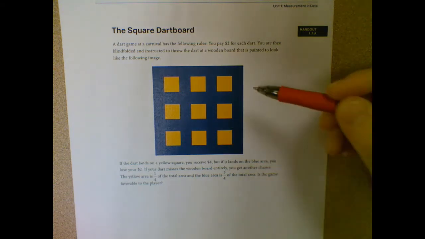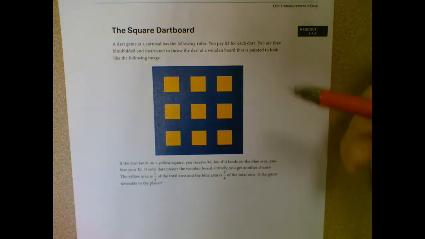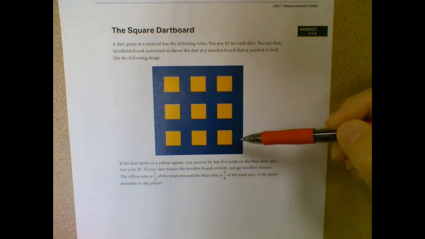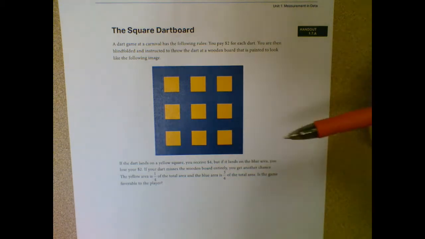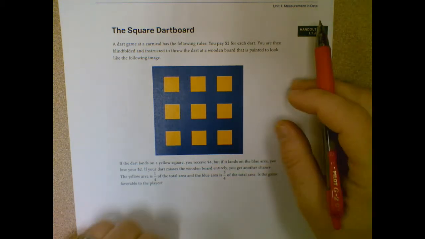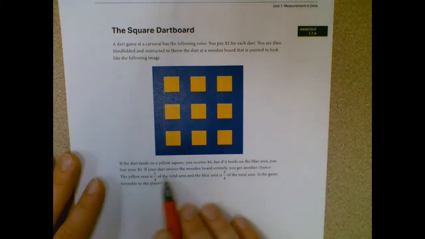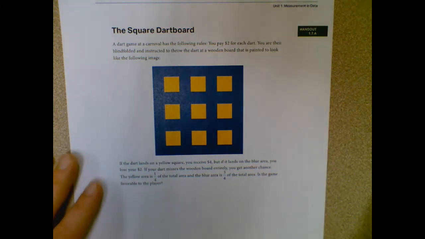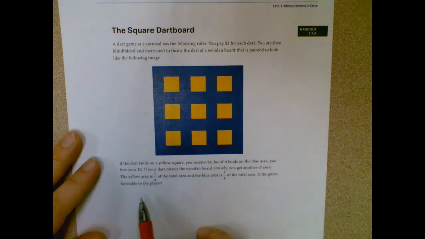So if your dart misses the board completely, it doesn't count, so that's going to make things a little bit easier here. But if you hit one of the yellow squares, you get $4. If it hits the blue, then you lose. Then you don't get anything back. You just lose your $2. So to figure out what's going on here, they give us the probability of hitting any of these, which is nice and simplified here for us. And we're trying to see, is the game favorable to the player?